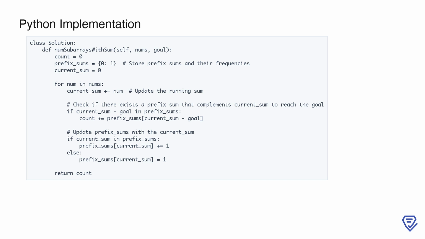3. Edge case handling. If nums is empty, the function returns 0 since no subarrays exist. It correctly handles cases where goal is 0, as the hashmap initialization accounts for prefix sums starting from 0. This approach ensures optimal performance and correctness for all valid inputs, adhering to the problem's constraints.